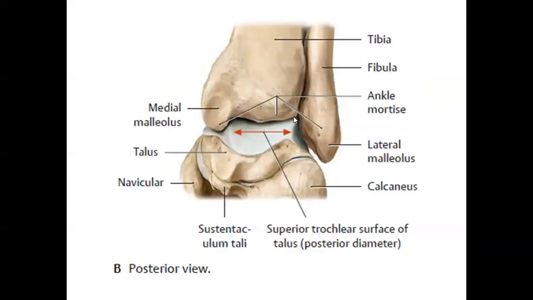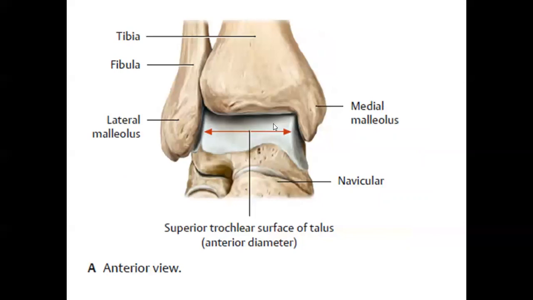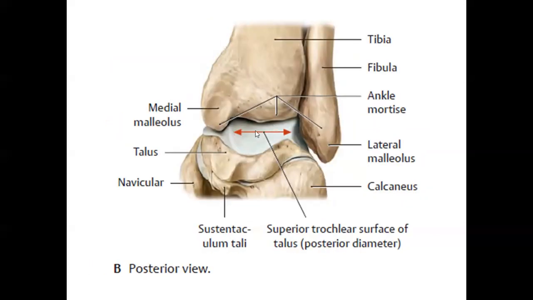Now when plantar flexion happens, in plantar flexion the foot goes downward, okay? So the narrow posterior part of the trochlear surface does not fit into the tibiofibular mortise, so this ankle joint is unstable during plantar flexion. So the stability is more during dorsiflexion and less during plantar flexion.